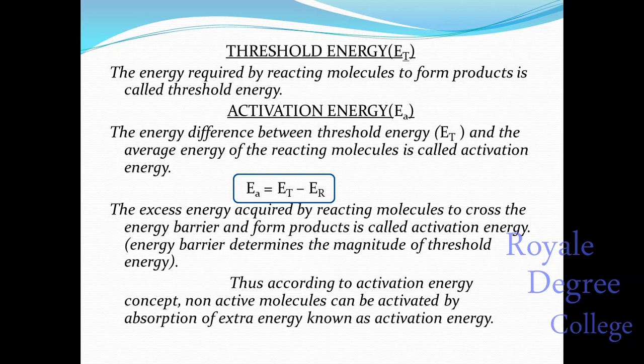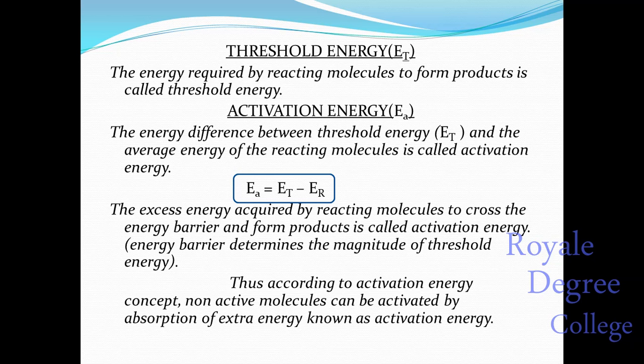Now we will see about threshold energy denoted by ET. It is the energy required by reacting molecules to form products. Now we'll see about activation energy, Ea. The energy difference between threshold energy and the average energy of the reacting molecules is called activation energy. With this equation we can represent Ea: Ea equals ET minus ER. What is Ea? Ea is the activation energy. It is equal to ET, that is threshold energy, minus the average energy of the reacting molecules, that is ER. So the excess energy required by reacting molecules to cross the energy barrier and form products is called activation energy.